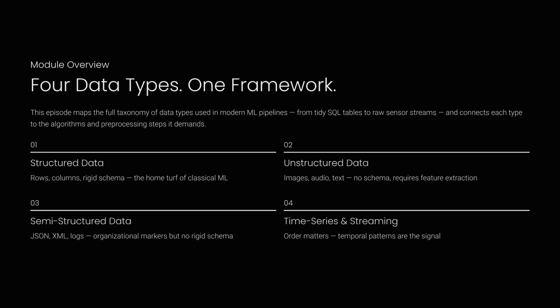This video will map out the full taxonomy of data types in modern ML, focusing on 4 main categories: structured data, unstructured data, semi-structured data, and time series and streaming data. Knowing the type is the key to unlocking the correct machine learning approach.